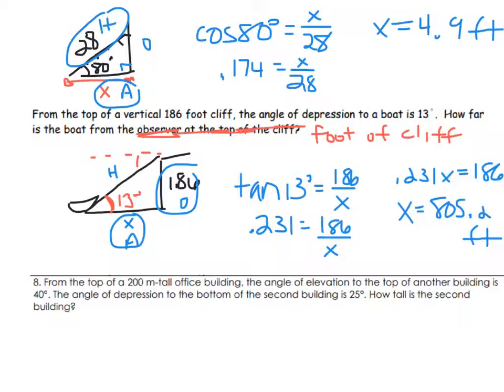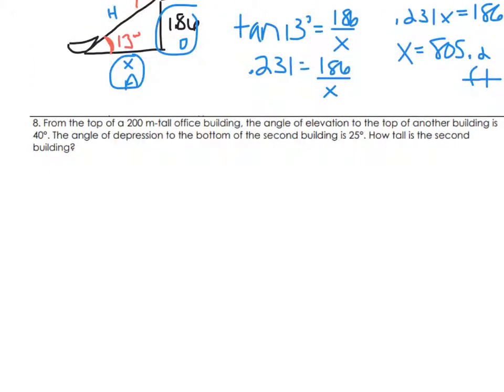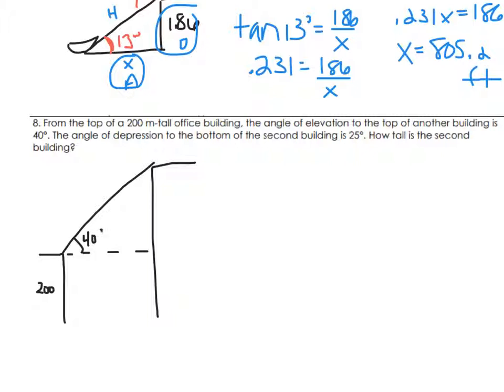Okay, so those were the ones that I call just single triangle problems. We also looked at some double triangle problems, which were more multi-step. So from the top of a 200-meter tall office building, the angle of elevation to the top of another building is 40 degrees. So let's draw what we have so far. I have my two buildings. I'm going to leave some space. I know the shorter one is 200 feet tall. And if I stand on the top of that one and look up, my angle of elevation is 40 degrees. It says the angle of depression to the bottom of the building is 25 degrees, not drawn to scale.